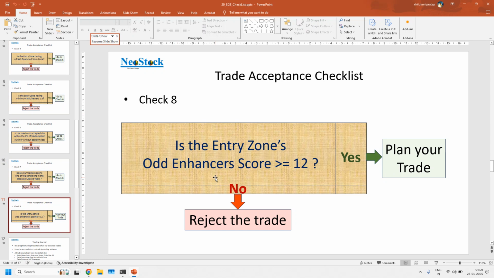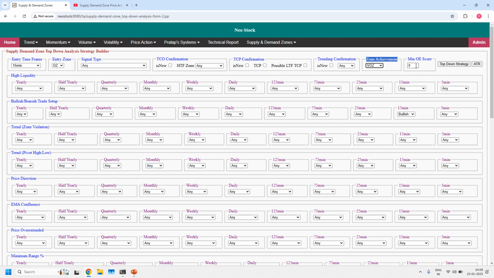And the last checklist item is: is the entry zone odd enhanced score greater than or equal to 12? For a bullish or bearish trade setup, the score should be greater than or equal to 12. So you need to check. And we can set this value before filtering the stocks. See here, you have a minimum odd enhanced score. Min OE score means minimum odd enhanced score. What should be the minimum value? 12. So set the value 12.